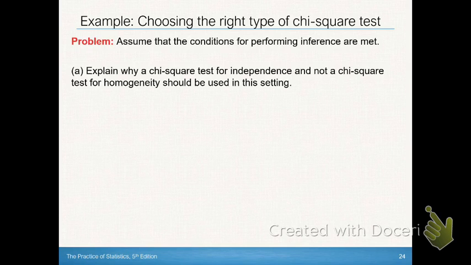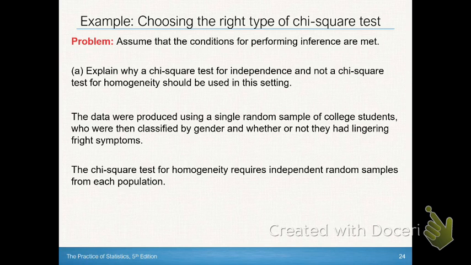The way that this test is different than the last one is that we only took 1 sample of people. So the way we know to use the test for independence or association is because we had 1 sample of people, and then we took those people and we broke them up by gender and whether or not they had fright symptoms. That's how we know that we're going to use the independence or the association test rather than the homogeneity test.